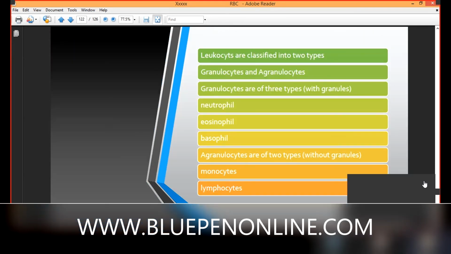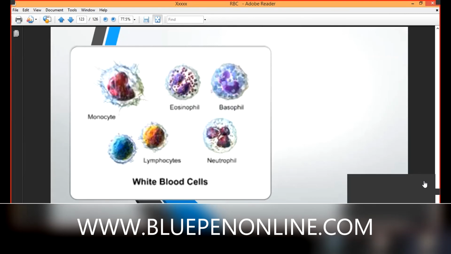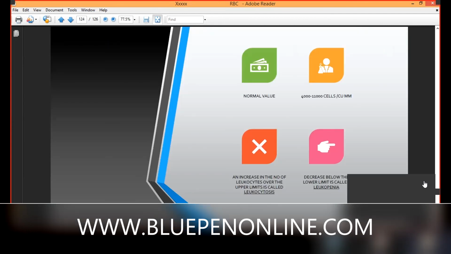Neutrophil, eosinophil, basophil, monocyte, lymphocyte. This is the picture of the WBCs. See the monocyte, kidney shaped; eosinophil and basophil with S-shaped nuclei; neutrophil, polymorphonuclear cells, meaning many nuclei. Then the lymphocytes, small lymphocyte and large lymphocyte. The normal value is 4,000 to 11,000. An increase in the number of leukocytes is known as leukocytosis. A decrease is known as leukopenia.